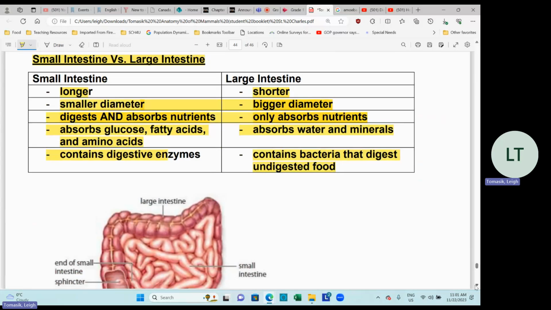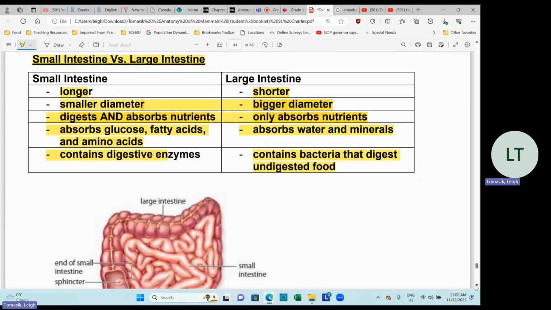Bacteria, when they digest food, they break it down, and their waste product is methane. Methane is a gas. So if your bacteria are doing a lot of digesting, there will be this methane gas that builds up in your large intestine, and then you have to get rid of the gas. So that's where farts come from.